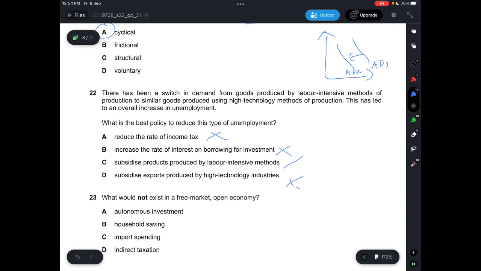Now, if you reduce the real income tax, this is going to help increase employment, but it will result in higher income inequality because of a decrease in the redistribution of income. So that's not a good idea. And B, increasing of real interest on borrowing for investment, which is possible to reduce.